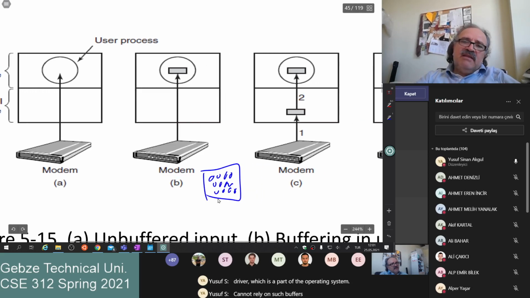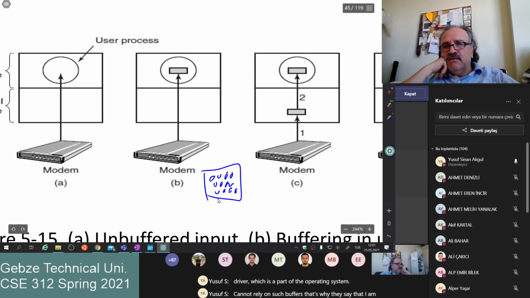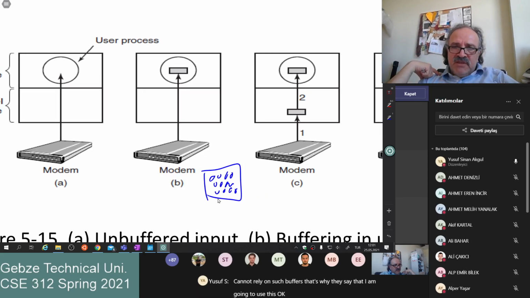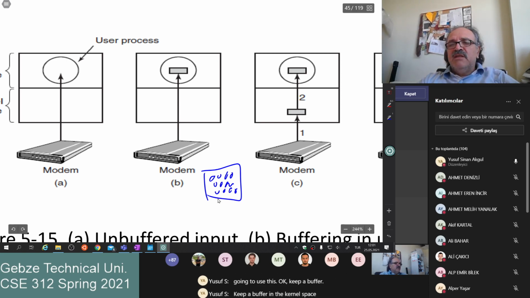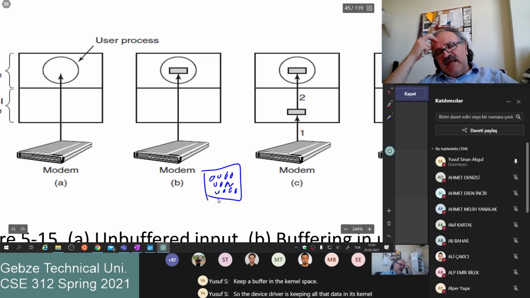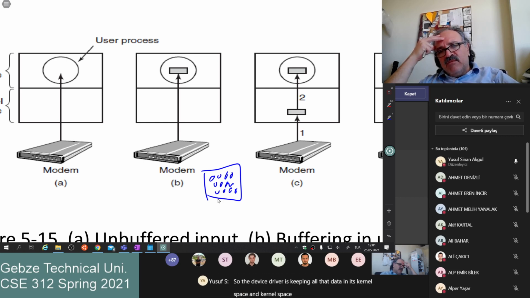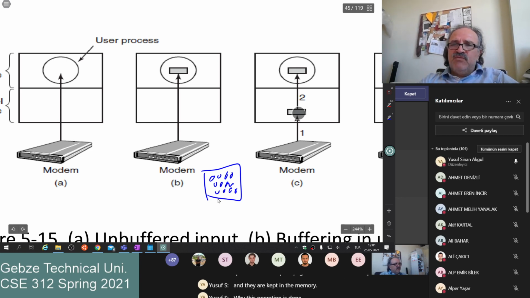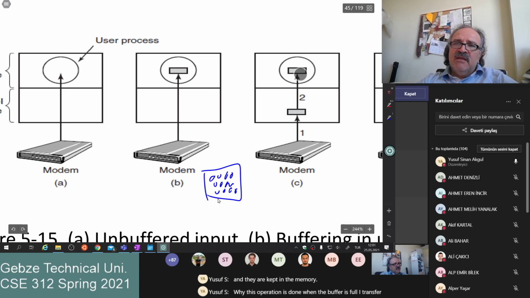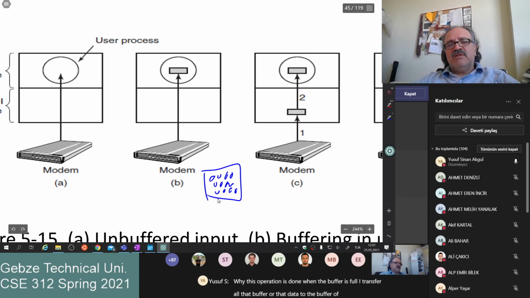That's why they say that I am going to use this. Keep a buffer in the kernel space. So the device driver is keeping all that data in its kernel space. And kernel space pages, most of the time, are special and they are kept in the memory while this operation is done. When the buffer is full, I transfer all that data to the buffer of the user space.